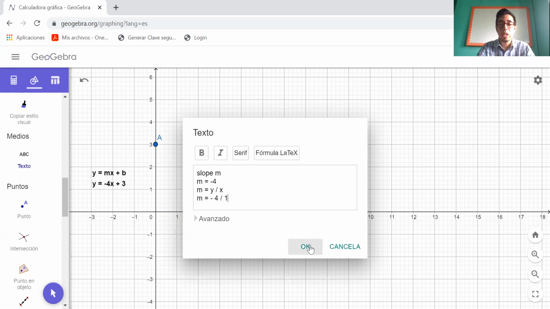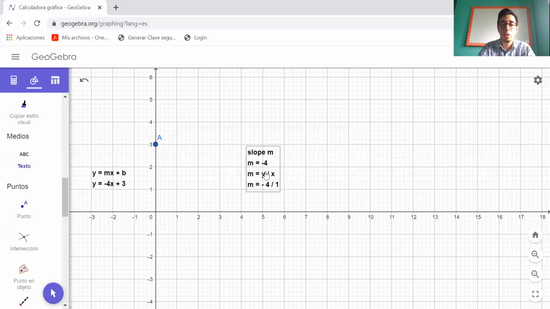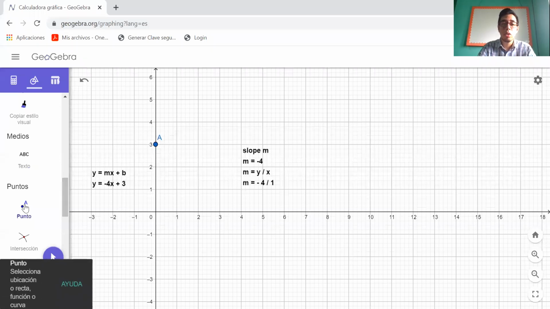So using this, I'm going to show you in here how to place the other point. If you have that the slope, I'm going to move this only to have more space. You already know that this is the slope. And I'm going to place the other point using this.